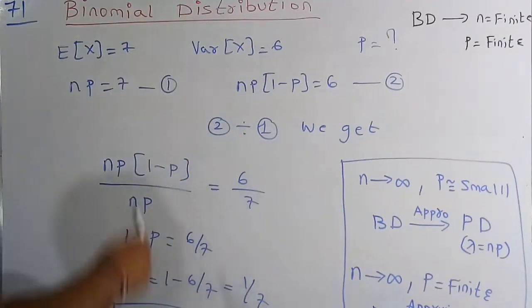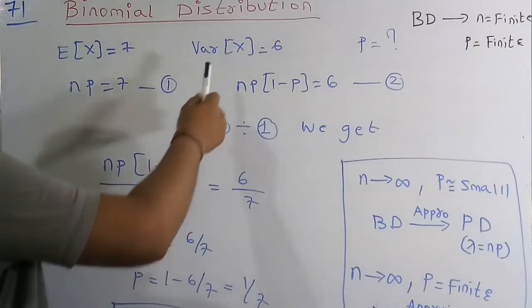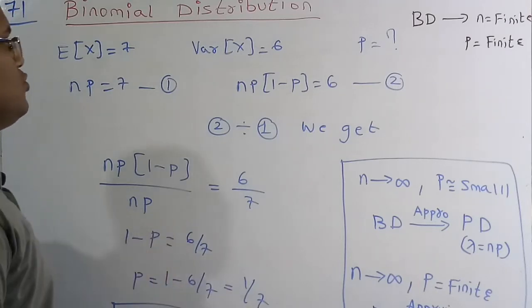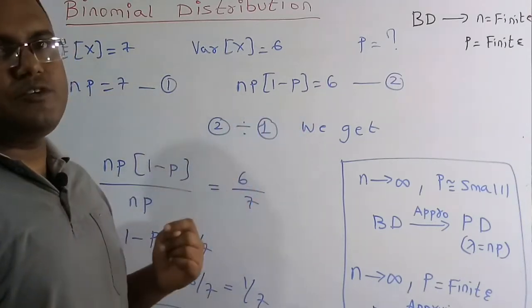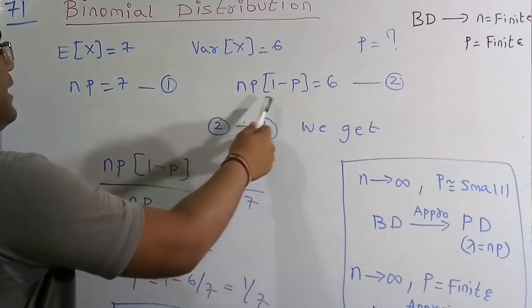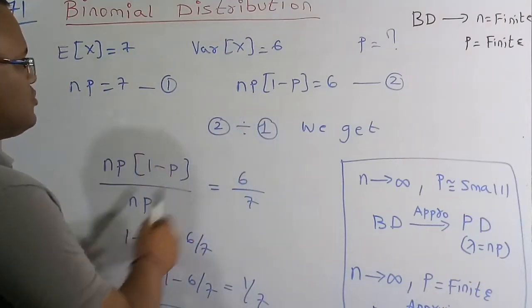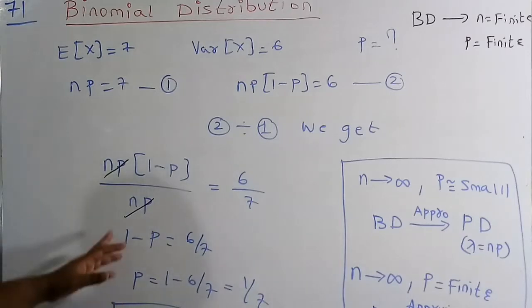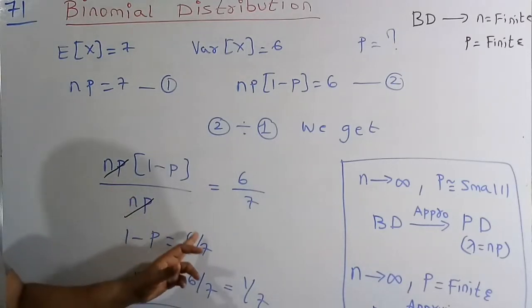But I have already told you the expectation is equal to np and the variance is equal to np into 1 minus p. So now I will do the division of equation 2 by equation 1. Then I am going to get np into 1 minus p by np is equal to 6 by 7. So np cancels because it's a common part. So then we are going to get 1 minus p is equal to 6 by 7.